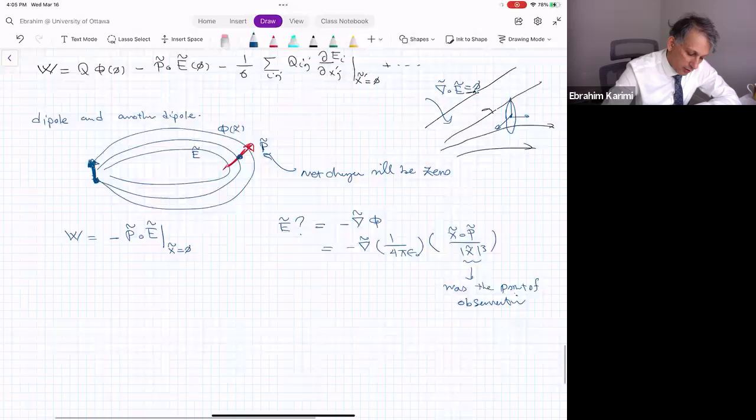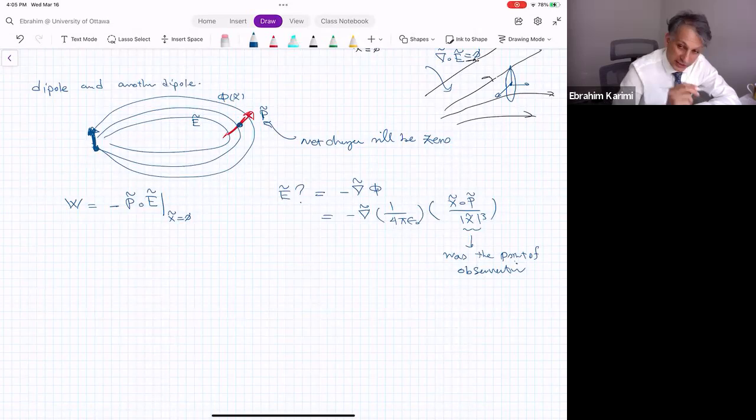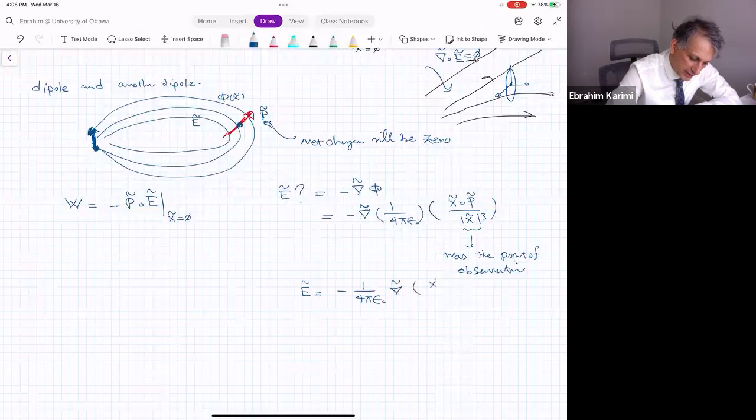So now let's take the derivative of these. Still we are calculating what is the electric field due to the dipole moment of the left side at the position of the dipole moment of the right side, which is the red one. So let's do this calculation. The electric field will be minus 1 divided by 4 pi epsilon 0. Then we have to take the gradient of x dot p divided by x to the power of 3. And x is this distance, by the way, just to visualize it.